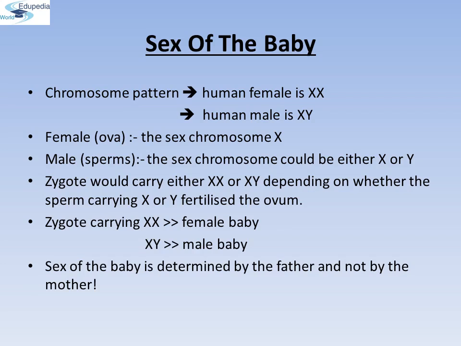After fusion of male and female gametes, the zygote would carry either XX or XY, depending on whether the sperm carrying X or Y fertilizes the ovum. The zygote carrying XX would develop into a female baby while the zygote carrying XY would form a male. That is why scientifically it is correct to say that the sex of the baby is determined by the father and not by the mother.